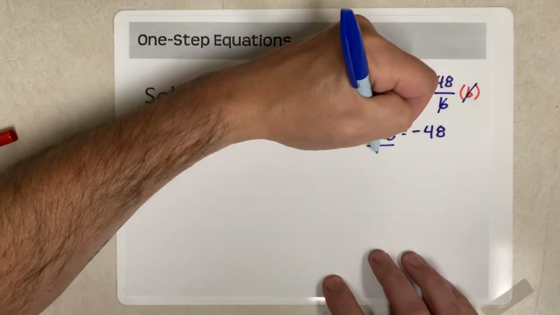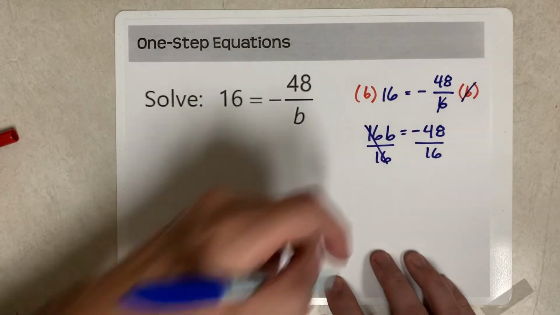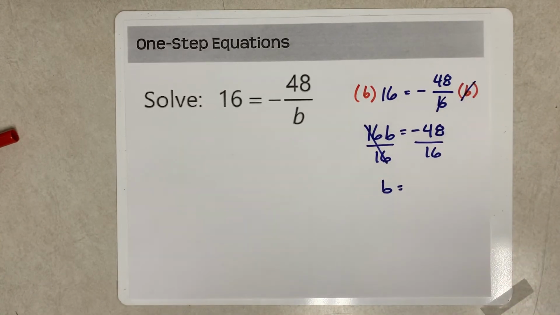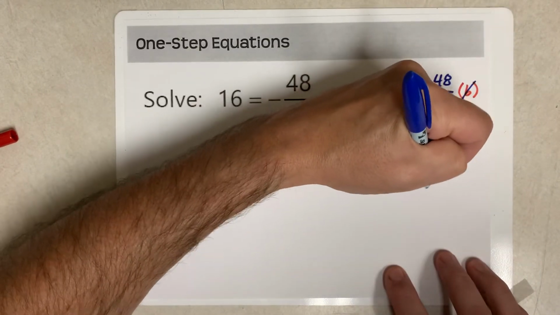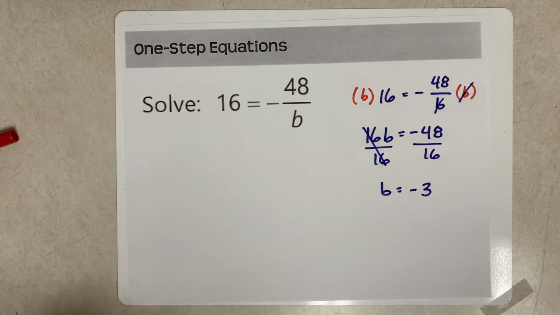Now I have to divide by 16, cancel out, and b is equal to, I think 16 goes into 48 3 times, negative 3. Okay, so I can do it this way, no problem. I'm going to get b is equal to negative 3. But let's try it my other way.